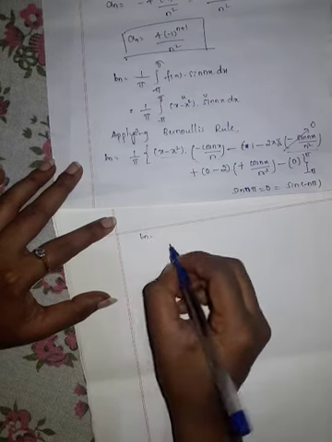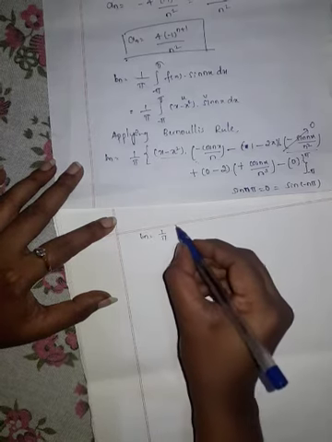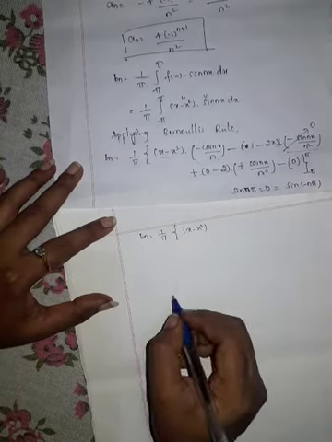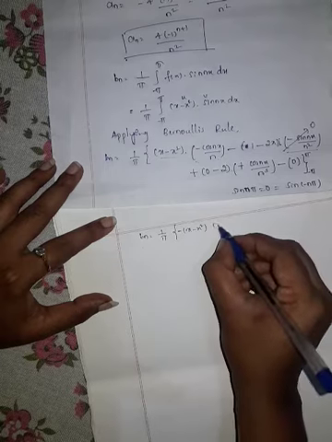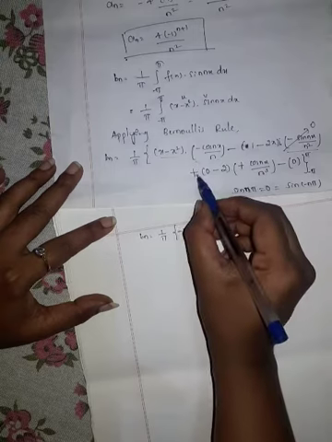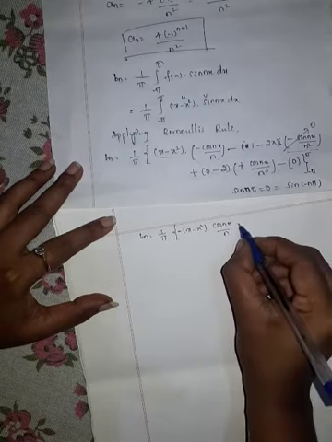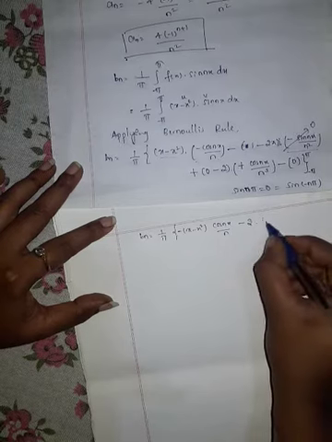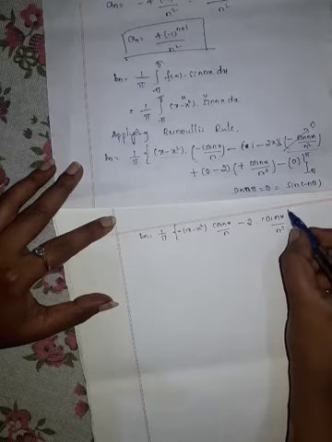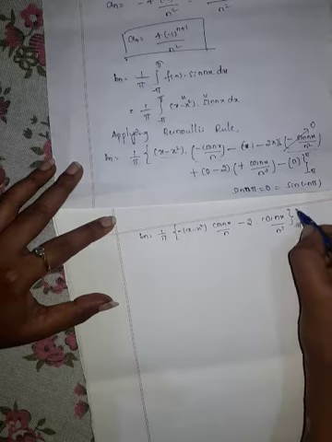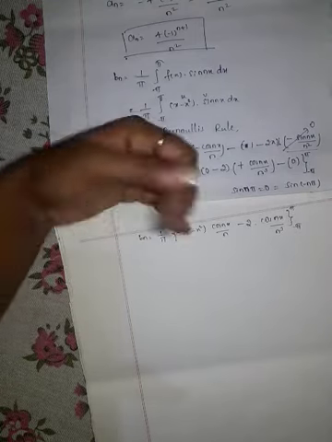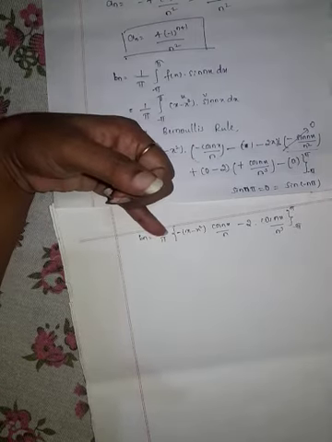bn is equal to 1 divided by pi, x minus x square. Here we have minus sign. Take this minus sign outside. cos nx divided by n. This term is 0. Here you can see 0 minus 2 is minus 2 into cos nx divided by n cube. Limits are from minus pi to pi. Now apply upper limit and lower limit.